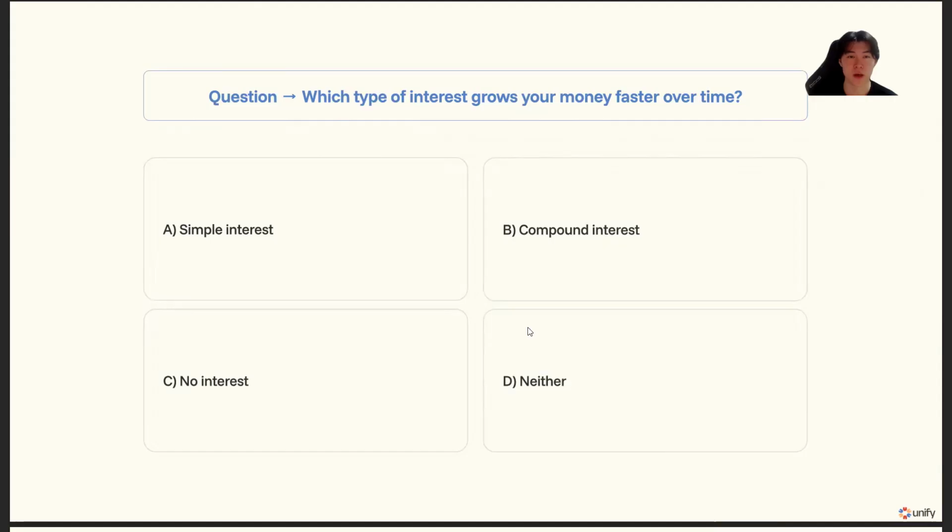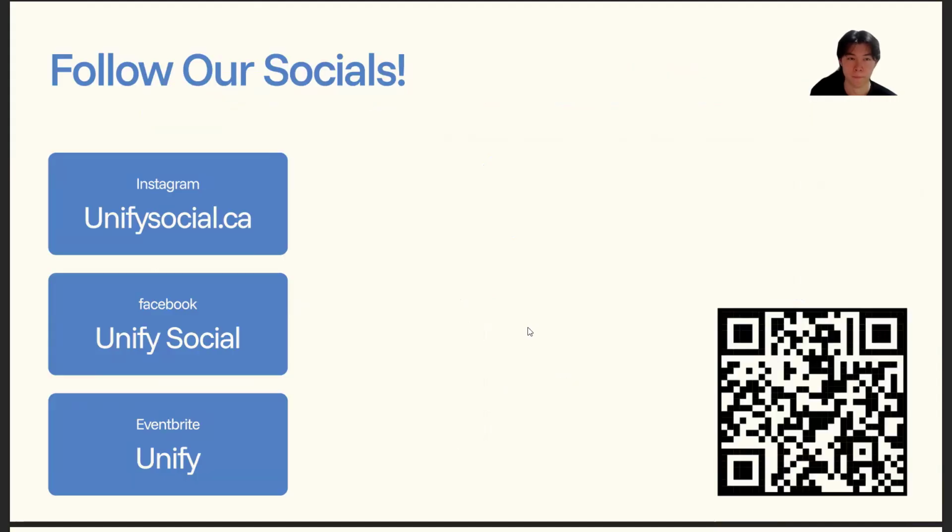Here's a quick check for you. Which type of interest grows your money faster over time? Is it A, simple interest, B, compound interest, C, no interest, or D, neither? I'll give you a moment to choose an option. If you chose B, compound interest, you're correct.